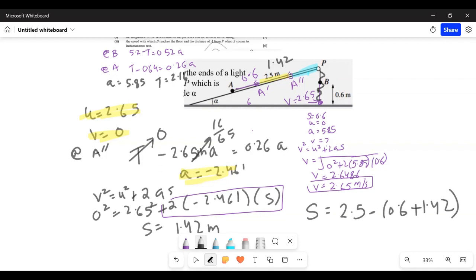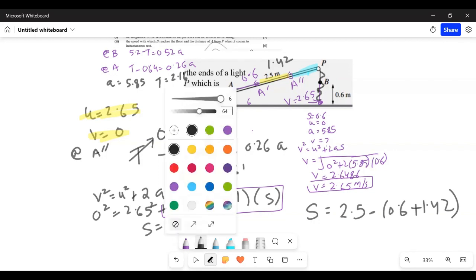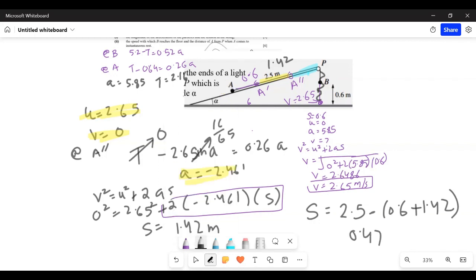This gives the blue distance, which comes out to be 0.474 meters.